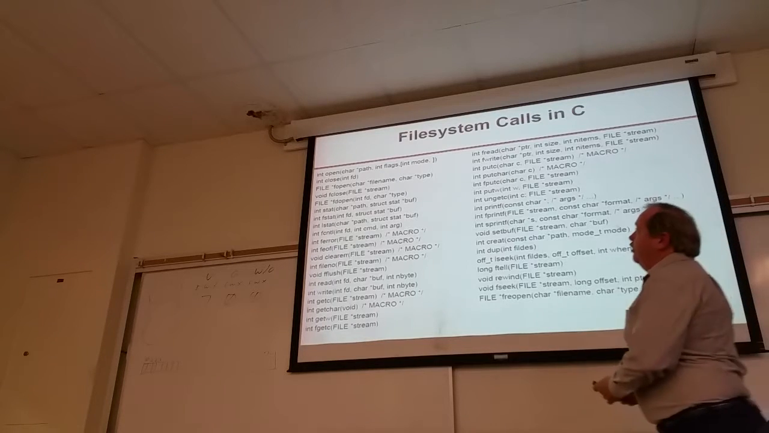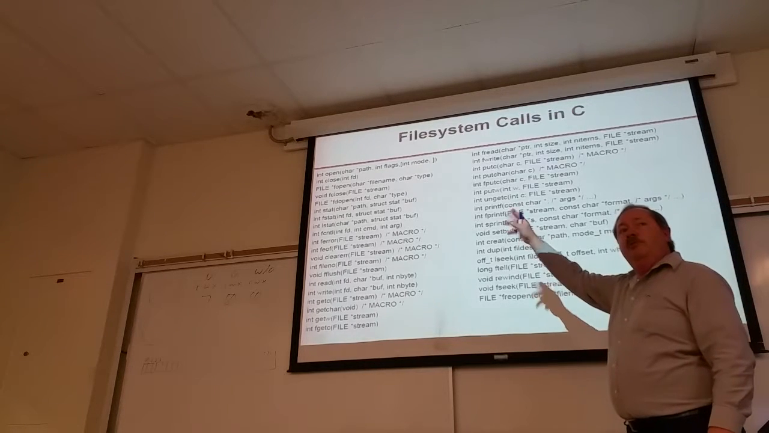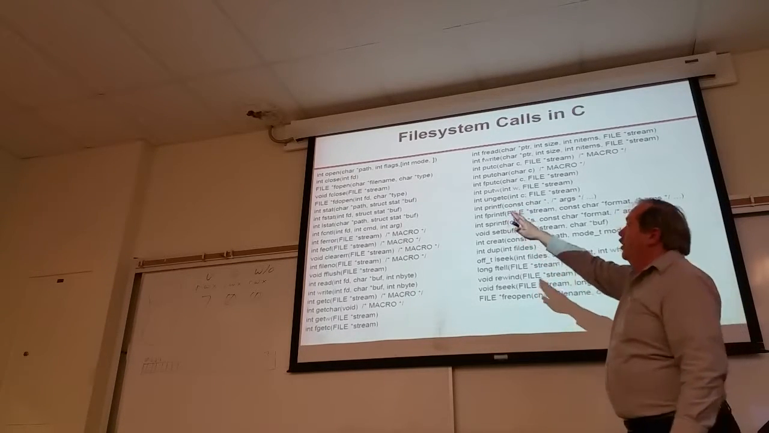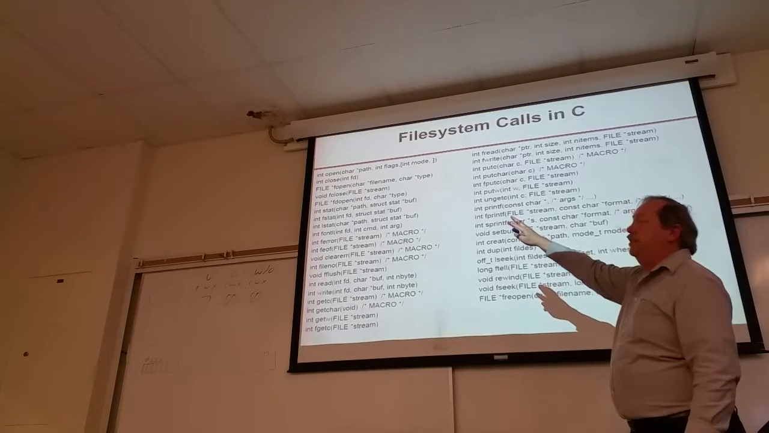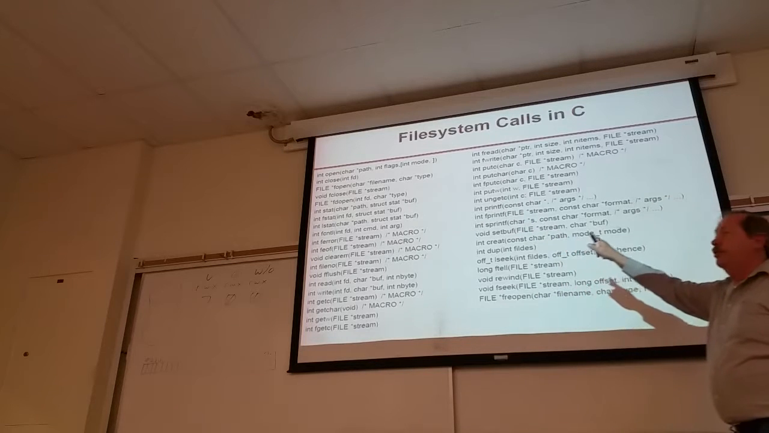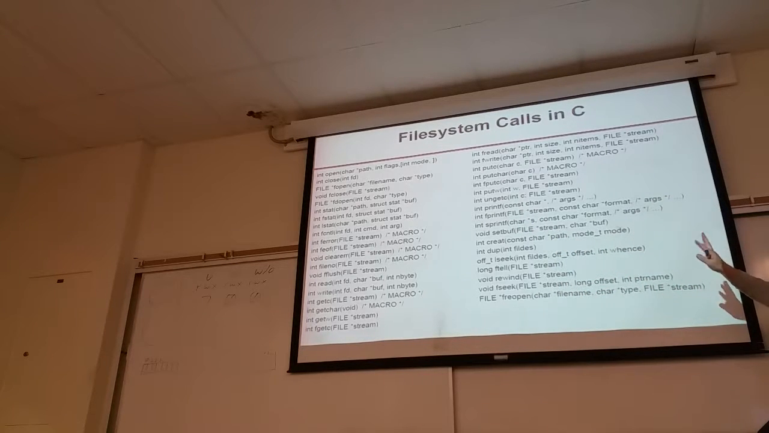Now notice that some of these have two different implementations, like open and close. There's open and close, and then there's this fopen, fclose. And notice one's returning an integer, the other one's returning a file pointer.